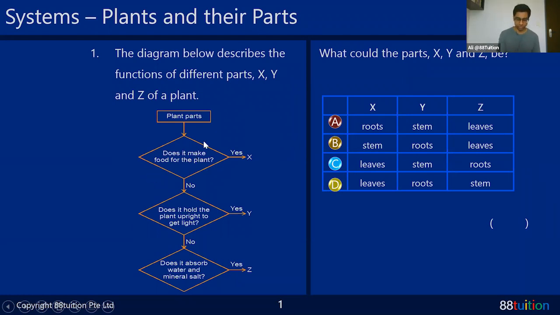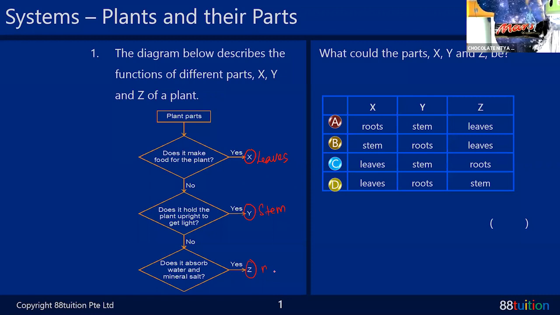The first question is actually easy. It's going to ask you to identify X, Y, and Z. And it's going to be leaves, stem, and roots. Because the roots absorb water and mineral salts.